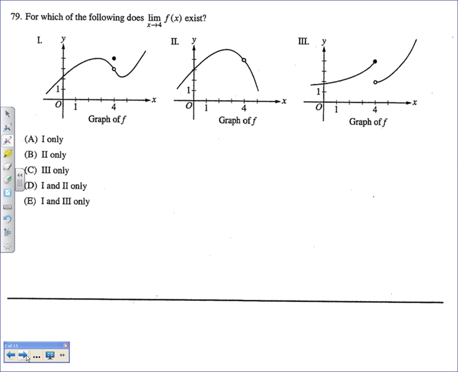Number 79 is asking the question, when does the limit exist as x approaches 4? Recall that the sided limits have to equal if the limit is to exist. So on this Roman numeral 1, as we approach 4 from the left, we're definitely going to the target, which is where the hole is, and if we come at 4 from the right, it seems to me we're going to the same place, and so this one actually exists for sure, right?